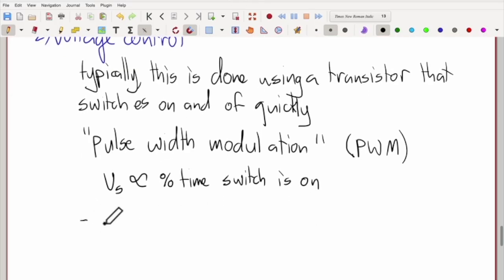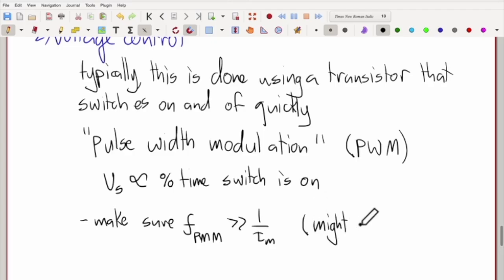One other remark here is that we need to make sure that the switching frequency, let's call it the frequency of PWM, needs to be rather larger than 1 over the mechanical time constant associated with the system, so that you don't see any ripple coming through the motor. Though sometimes you might hear the motor hum. But usually this isn't a problem.